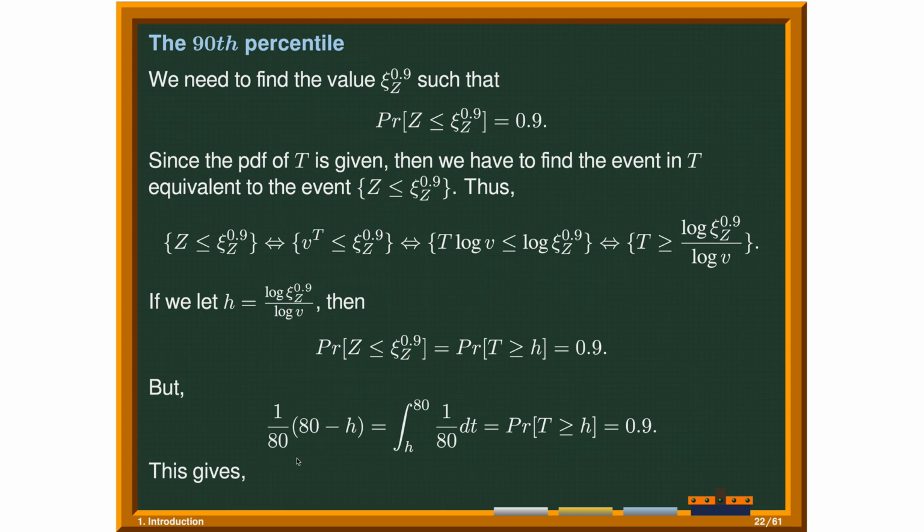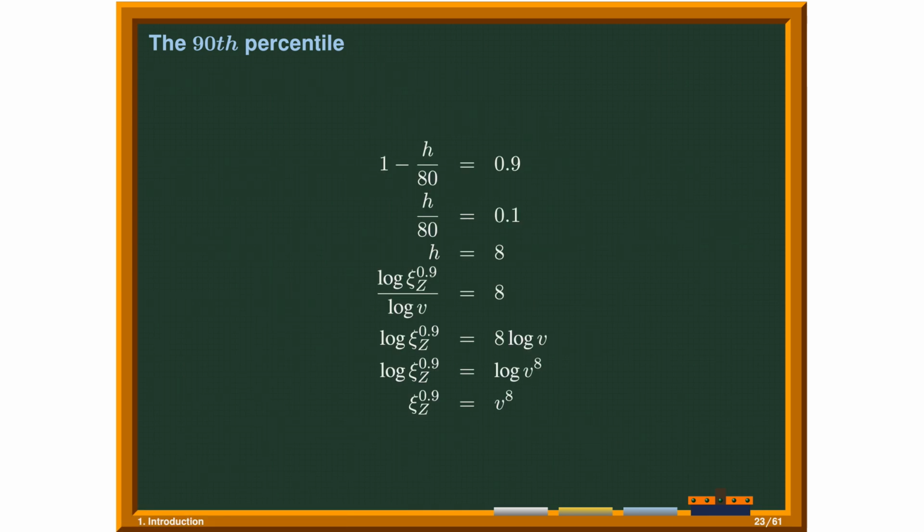So we then know that 1 over 80 times (80 minus h) is equal to 0.9. So we then begin by finding h. This is not very difficult. So this gives us h equal to 8, right?